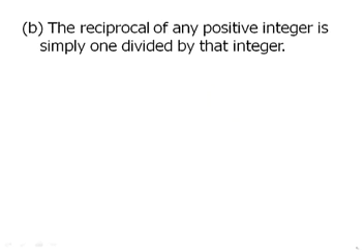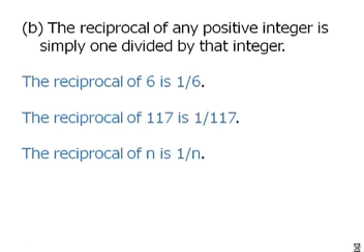Second, the reciprocal of any positive integer is simply 1 divided by that integer. So the reciprocal of 6 is 1/6. The reciprocal of 117 is 1 over 117. In general, the pattern is the reciprocal of n is 1 over n.